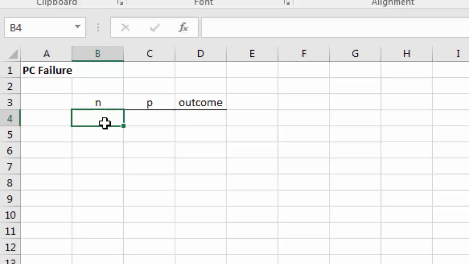N is the 150 PCs, computers. Probability of any one failing on a given day is 0.05. Okay, and then the outcome, of course, is what we'll calculate based on the scenario that the book sets forth. So part A says, on a given day, what is the probability that exactly one computer will not be working?